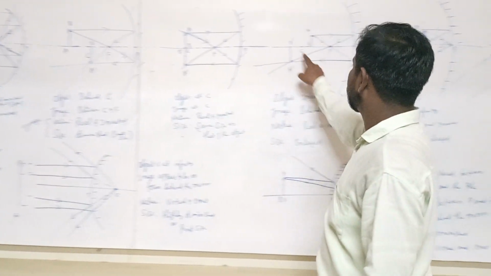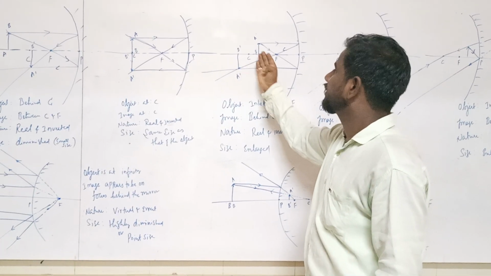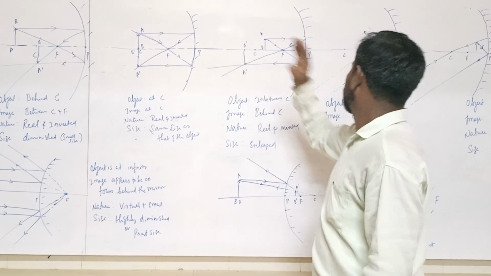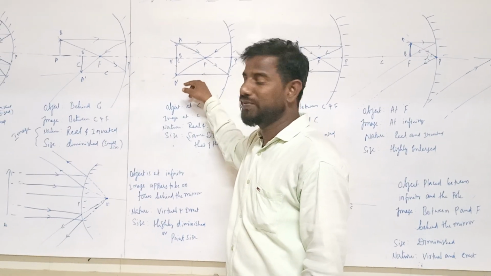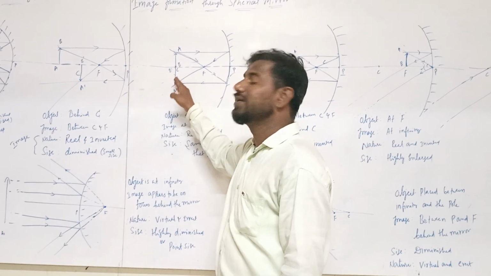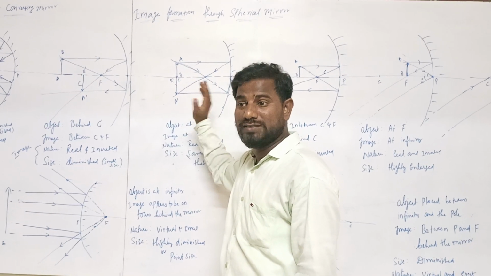When the object is in between C and F, it is the opposite: the image is behind C. So only one case we can get image size and object size the same. When the object is kept at C, the image formation takes place also at C, of the same size.